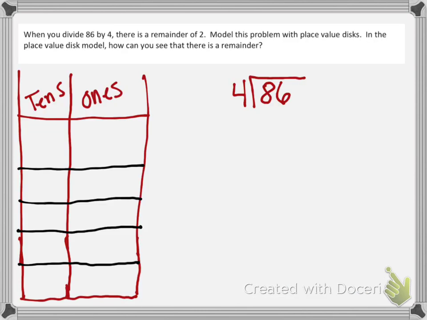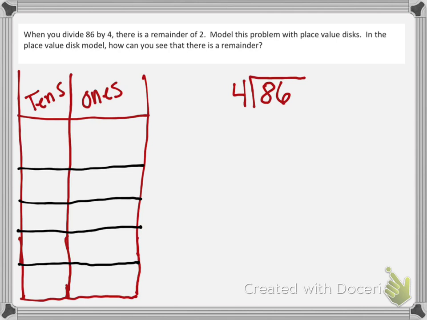Okay, in our first problem tonight, it says when you divide 86 by 4, there's a remainder of 2. Model this problem with the place value disks. In the place value disk model, how can you see that there is a remainder?